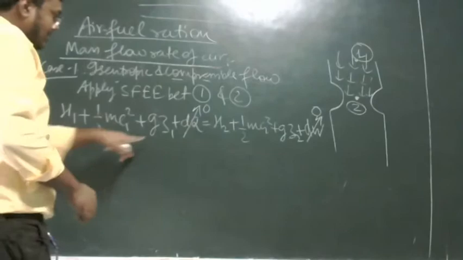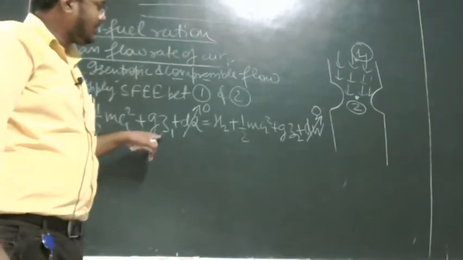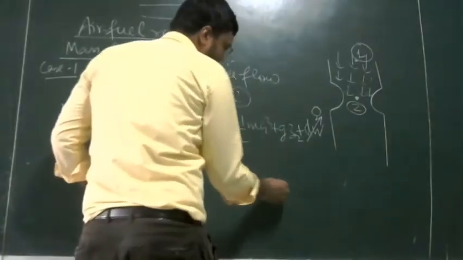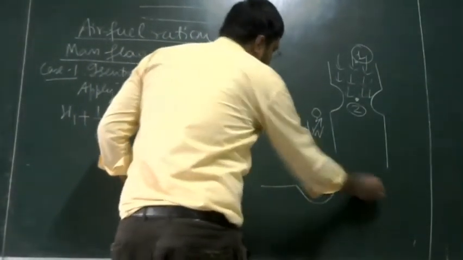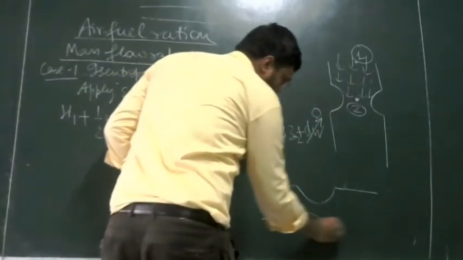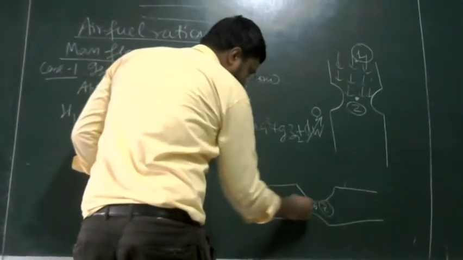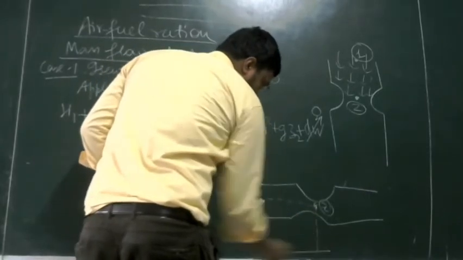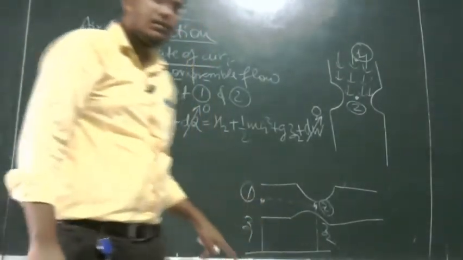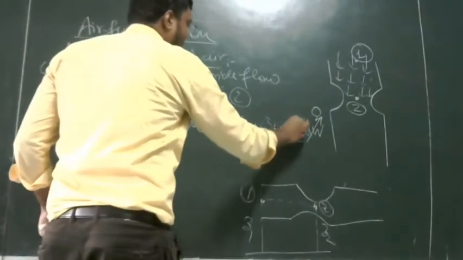Now another thing, gz1 and gz2, this is actually potential head. But potential head is also negligible here, because sometimes carburetor position is like this. This is for understanding only. But carburetor position is like this, horizontal position. So in this case, at point 1 and at point 2, both the heights are same. If you take a reference here, then z1 is equal to z2. Okay, if both the heights are same, then if we subtract z1 from z2, it will become 0. So potential head is also 0 here.